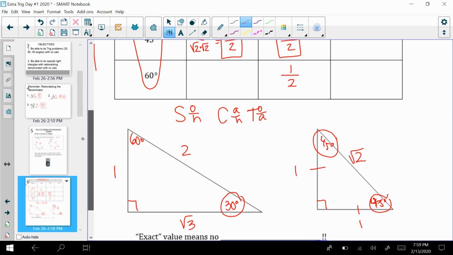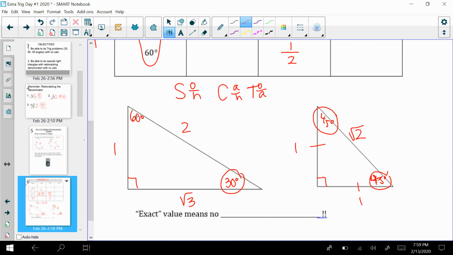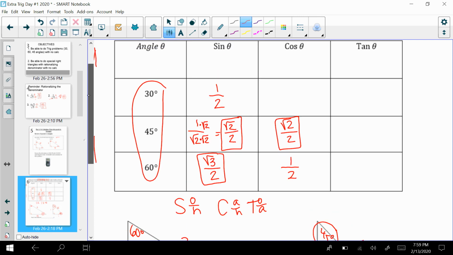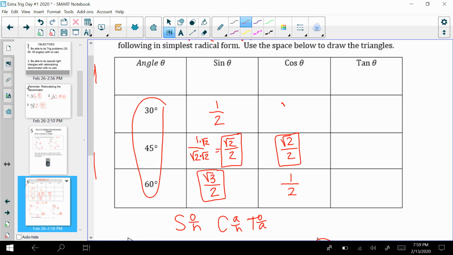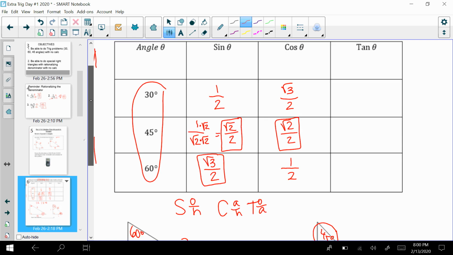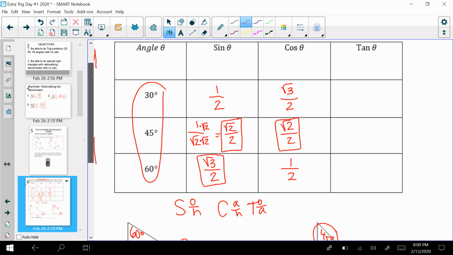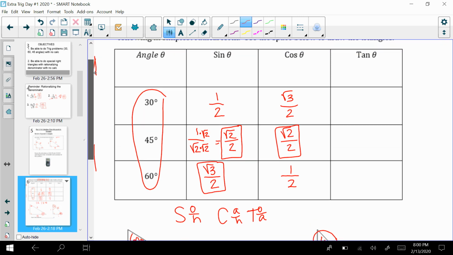And lastly, let's do sine 60 here. Sine 60 is opposite over hypotenuse. It looks like it is radical 3 over 2. And again, there's radicals in the numerator, so we're all set. That's going to be our final answer. And that's going to be the same thing as cosine of 30, since they're complements. We can look at cosine 30, adjacent over hypotenuse, radical 3 over 2, just to check it. Okay, perfect. So far, so good.